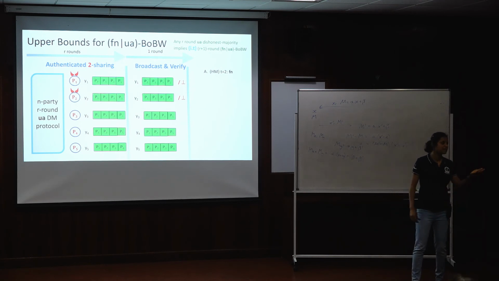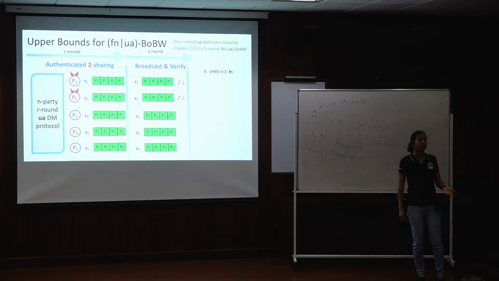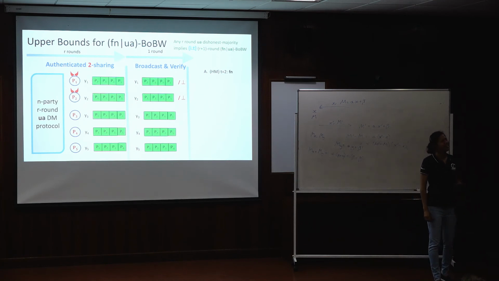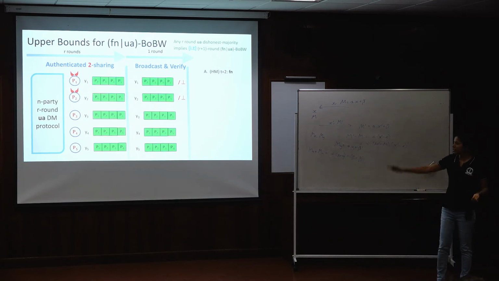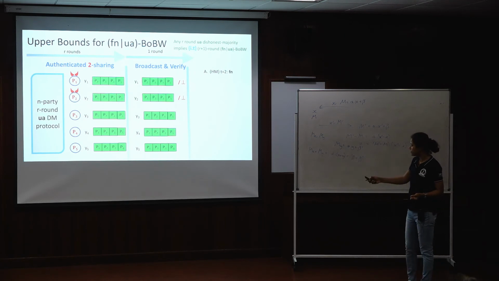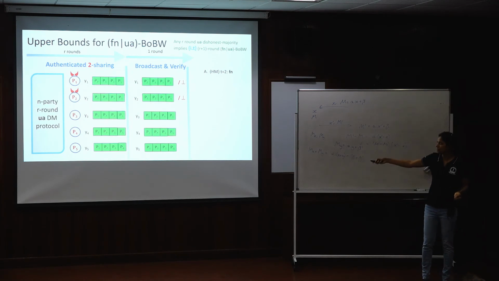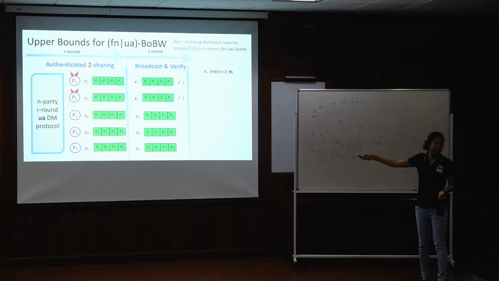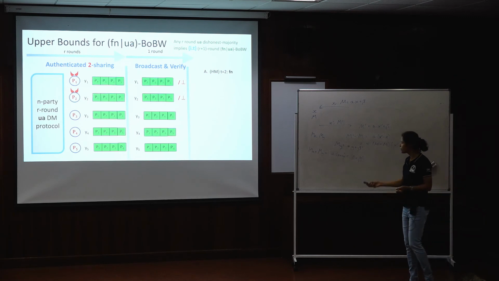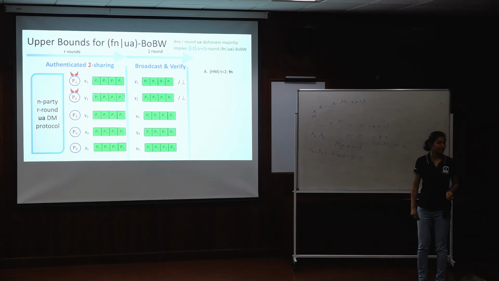There is a possibility, because it's a unanimous abort protocol, that the honest parties may be completely deprived of the output. So let's consider the first case, when the honest parties have received the output, and the output in this context is nothing but the share and the MAC. All the 3 honest parties have their output from the dishonest majority protocol.